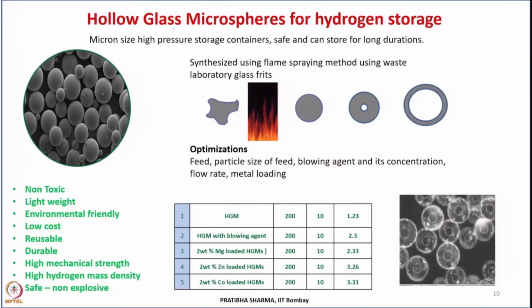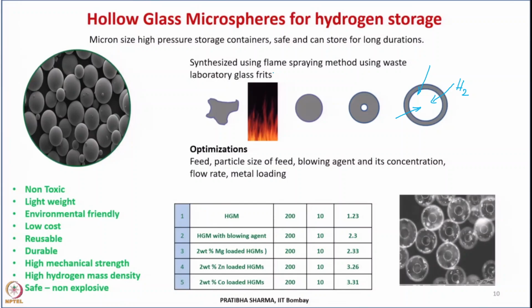The hollow glass microsphere for hydrogen storage. This is the design, like this. This is also porous. This is the porous material, and in between there is the hollow. Through the pores, the hydrogen will come and it will be stored inside the sphere.